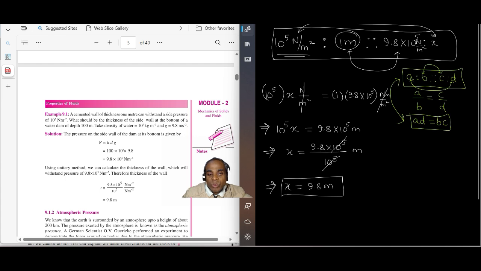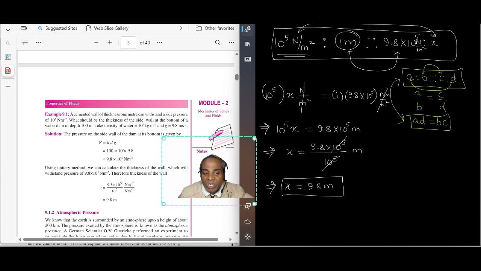Okay, so we have solved a numerical related to hydrostatic pressure. In the next video, we will understand about atmospheric pressure and then the further concepts in this chapter.